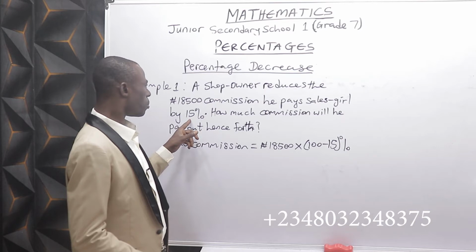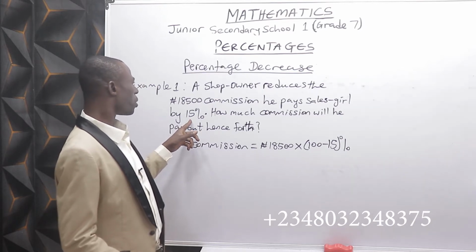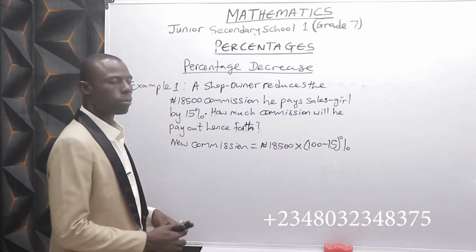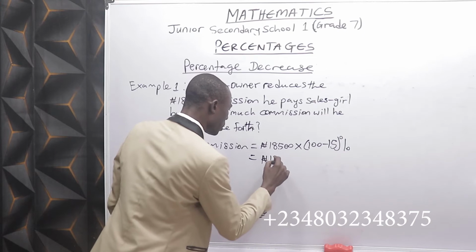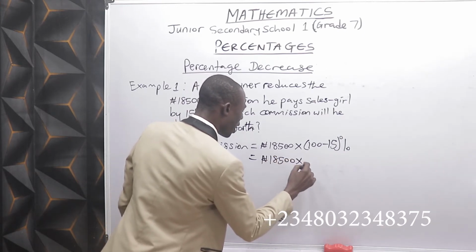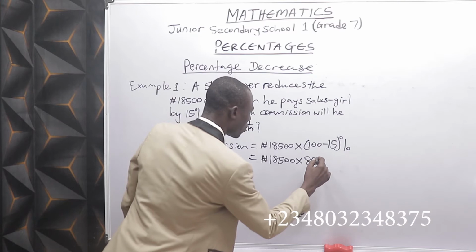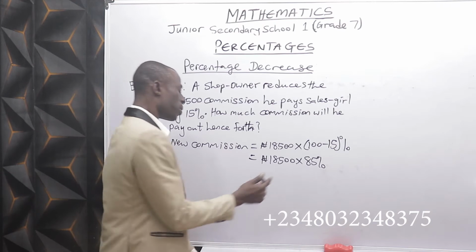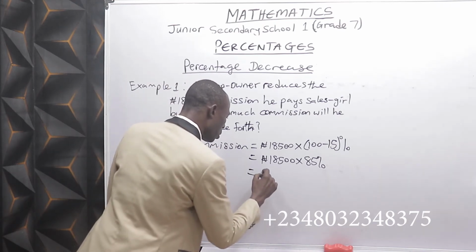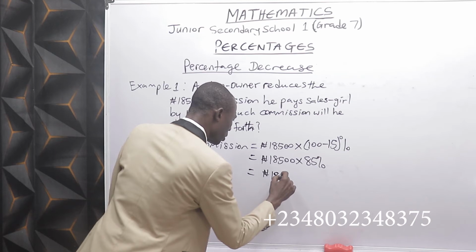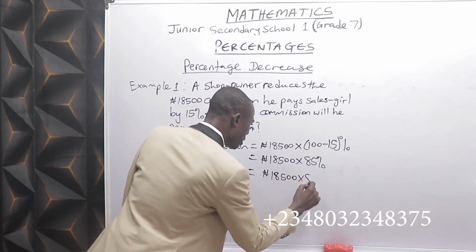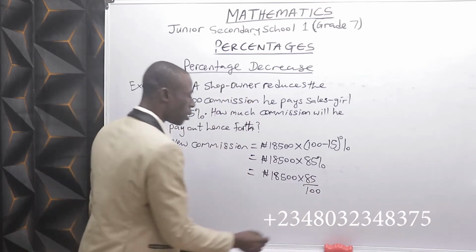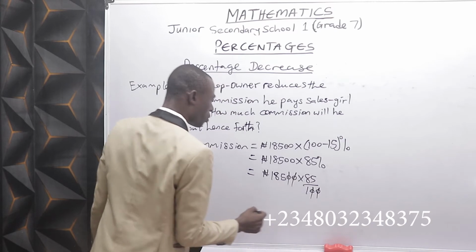Therefore, being decreased or reduced by 15% means subtract that 15% from 100. So we have 18,500 times 85%. We subtract 15 from 100, and that gives 85%, which is 18,500 times 85 over 100. Are you following? So this cuts this, as you can see.